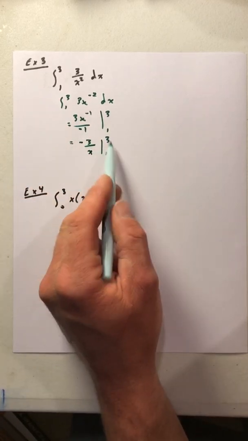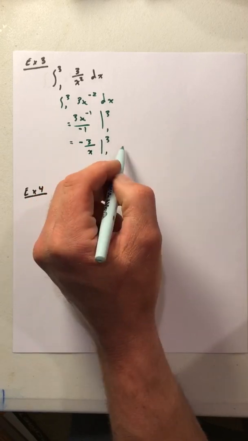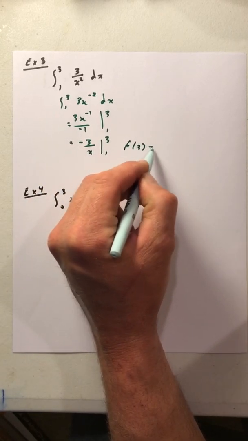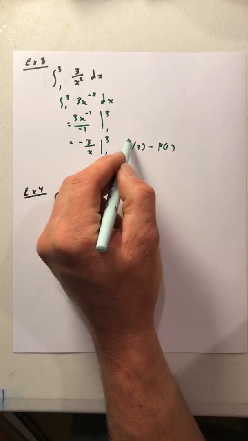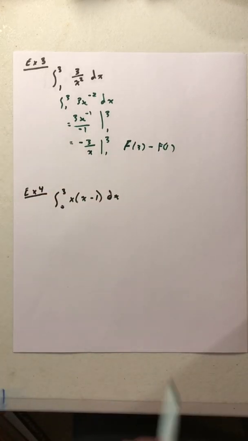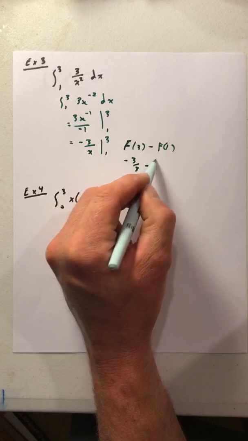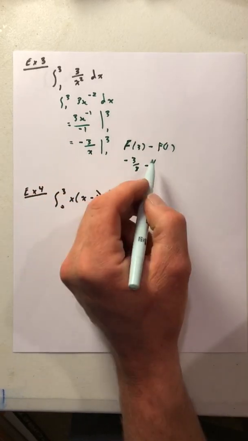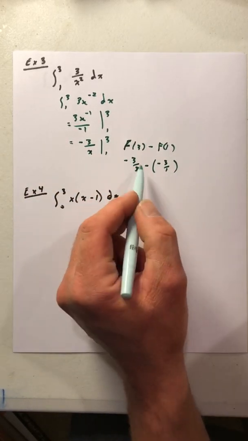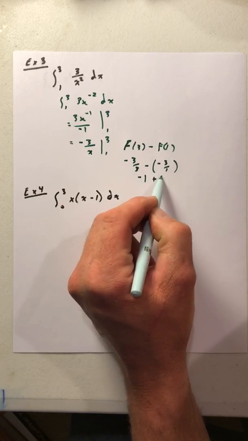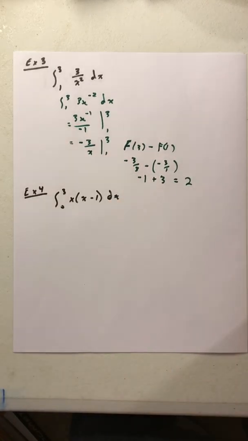Again, we can go ahead and plug in the 3 and then plug in the 1. So we're finding F of 3 minus F of 1. Should be capital F's there. So I plug in 3, I get negative 3 over 3, minus, plug in my 1, I get negative 3 over 1. So I have negative 1 plus 3, or 2 units. And that gives me my area.